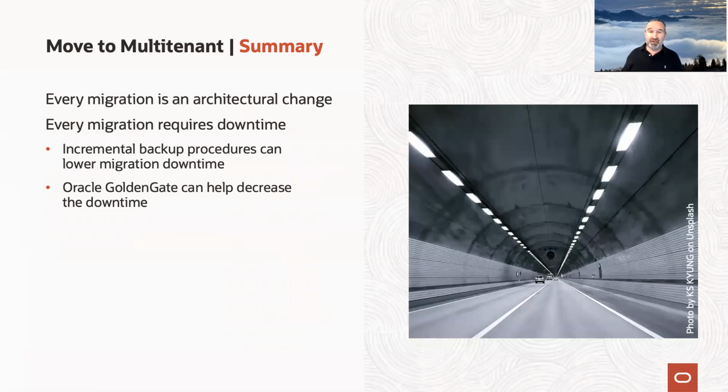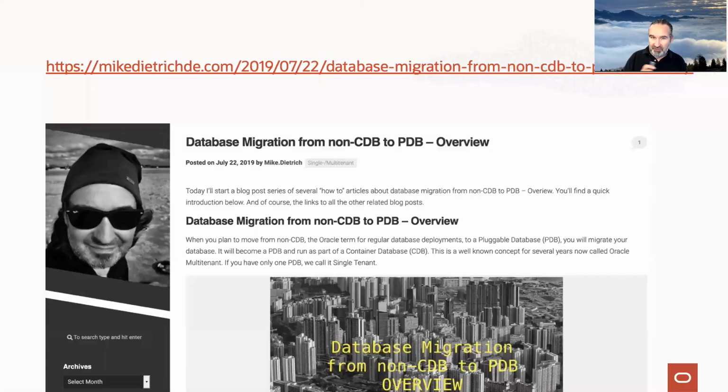Summary: every migration is an architectural change. You shouldn't underestimate it. It's work, it's testing environment work. Every migration requires downtime. If you need to reduce your downtime, deal with incremental backups. That can drastically reduce the downtime for the migration in case you have larger databases. And GoldenGate can decrease the downtime on top. Please remember, GoldenGate in the cloud marketplace feature is still available for free. So pretty cool feature there if you need to.